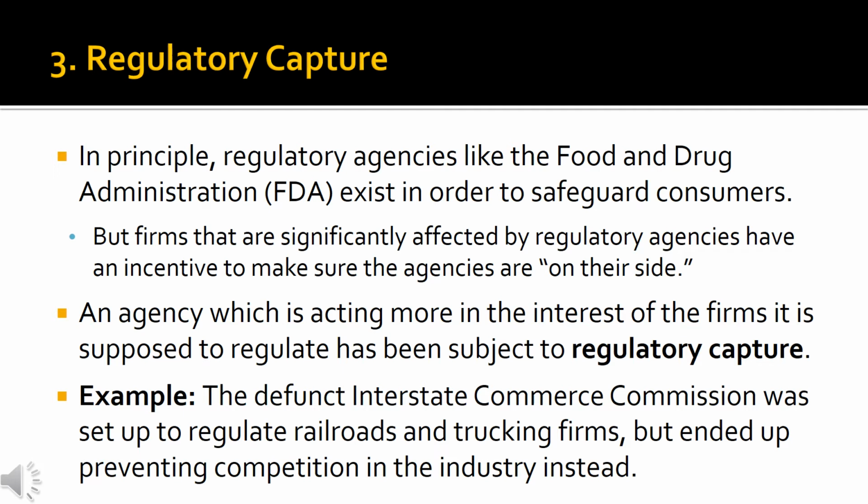So what they did was they regulated trucking, made it very difficult or expensive to ship with trucks so that they could protect the railroad industry. So instead of actually protecting consumers like it was created to, it ended up protecting the very industry it was supposed to regulate.